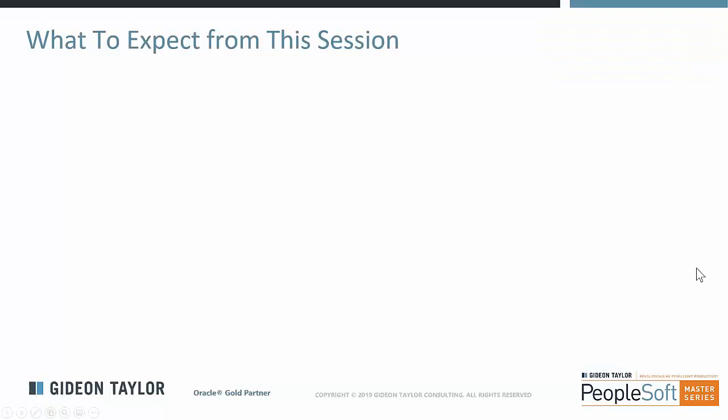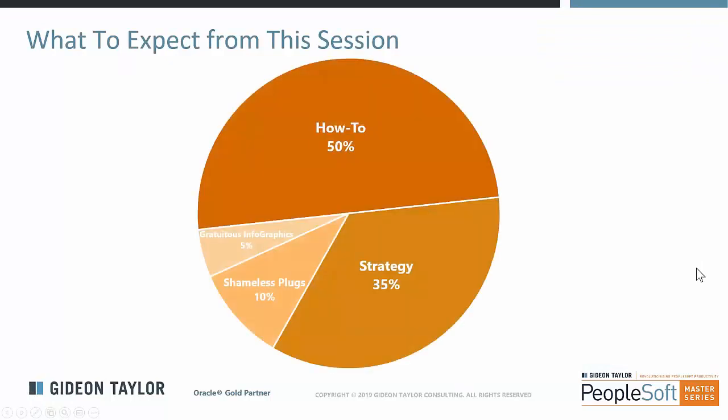Just a quick view before we do the first poll. This is what you can expect content-wise, mostly how-to. That might actually be a little more than the 50%. We'll talk strategy. You'll hear a little bit of shameless plugs for GT products and services. We've already given you about half of that. And then we've got a little bit of gratuitous infographics, but that's mostly just this one.